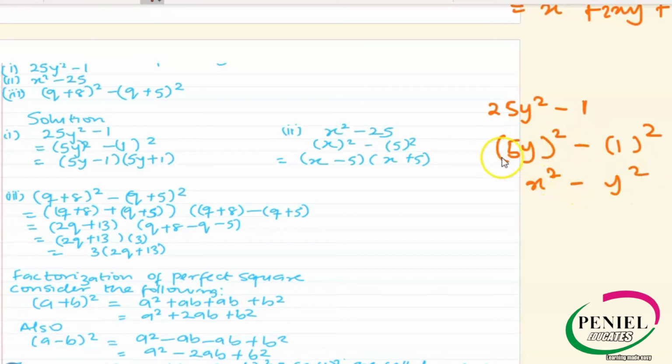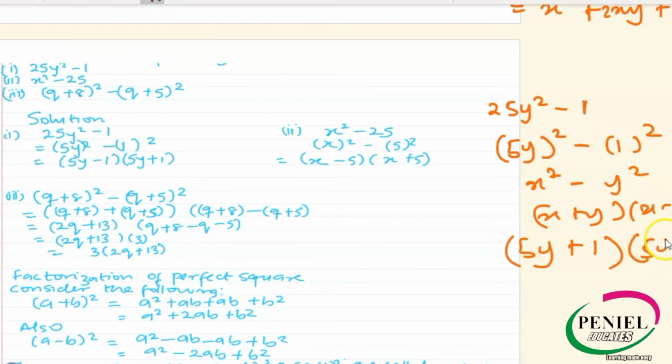So what do we do? We just pick this. You know this one is going to give me x plus y into x minus y. So this one now I just do 5y, which is this, plus 1. Then I do another one, 5y, then minus 1.